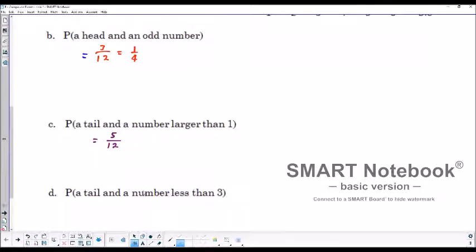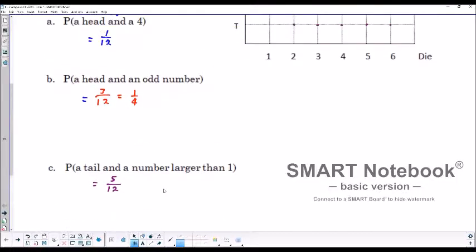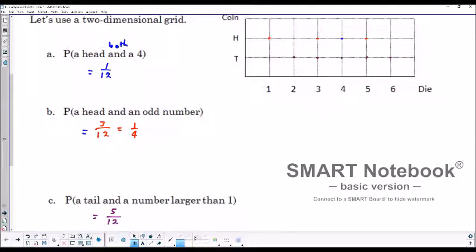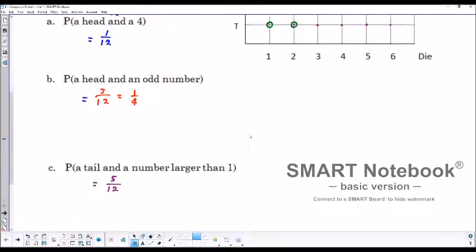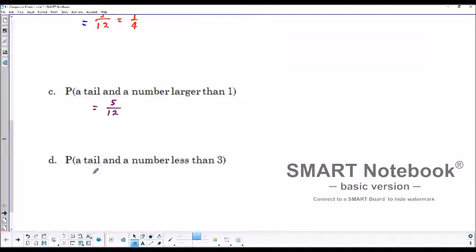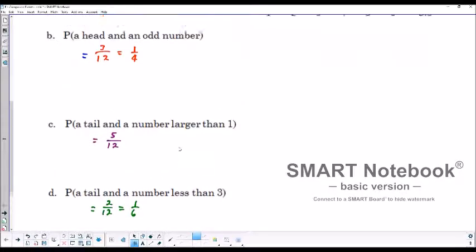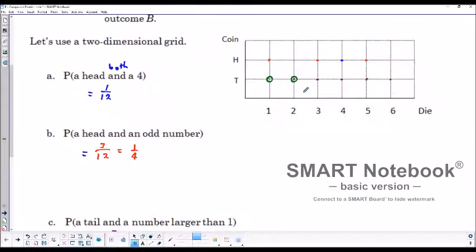And then we look at a tail and a number less than 3. Here's a tail, and a number less than 3 is 1 and 2, so we just have 2 possible outcomes there. So this is 2 over 12, which simplifies to 1 over 6. Okay, this is all fine and good using the two-dimensional table here.